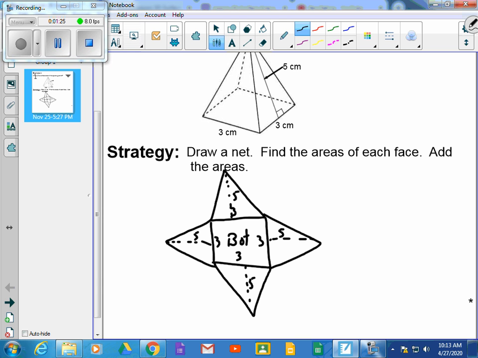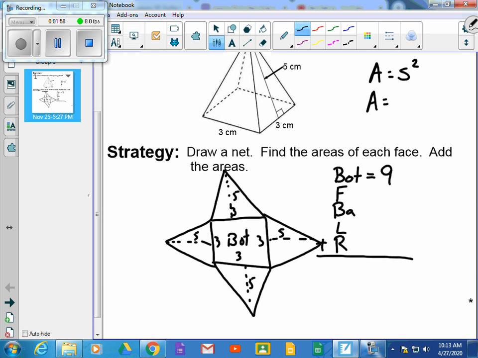We can make our list of areas, starting with the bottom. Then we have the front and the back, the left and the right. And then we're going to add all those together to get a surface area. The thing we have to remember is, first of all, the bottom is a square, so I'm going to be using the equation side squared. So if I substitute a 3 in there, 3 squared gives me an area of 9 for the bottom square.